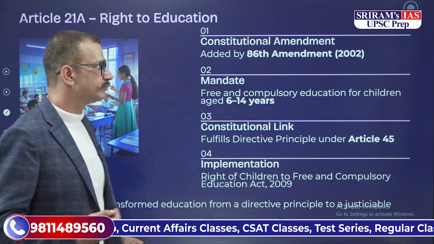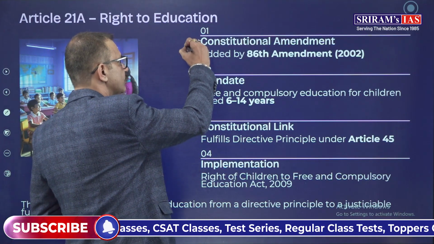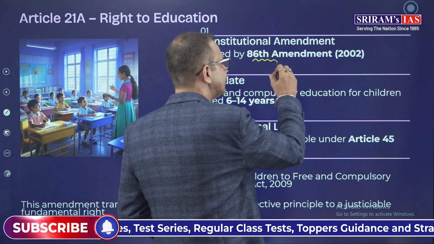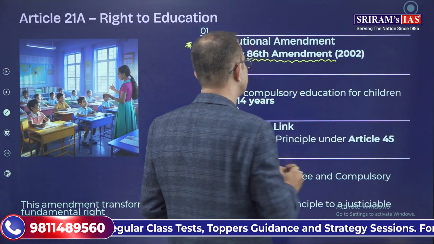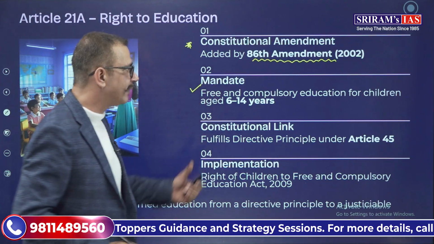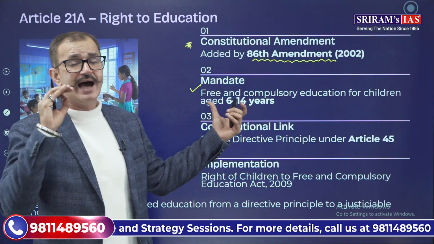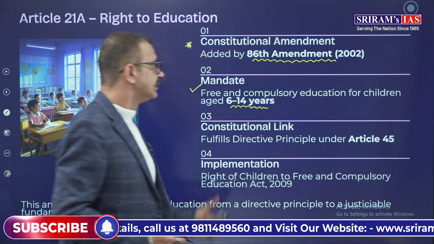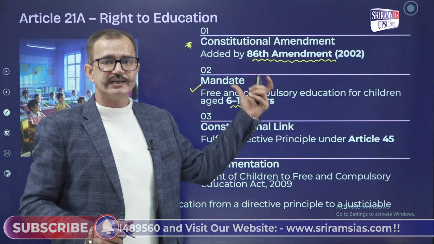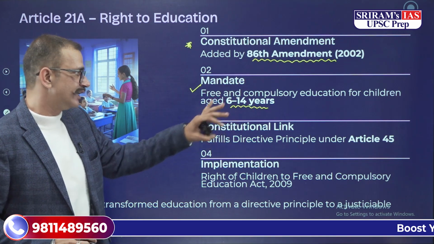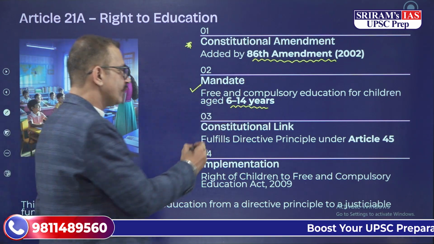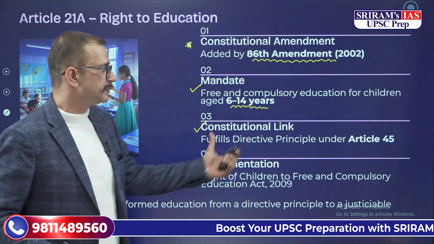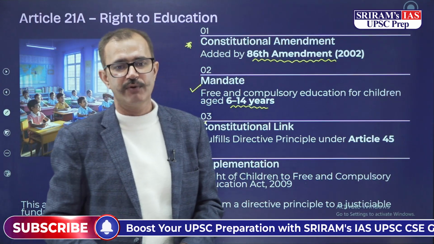Alright, now next comes Article 21A, that is right to education. This was added by a constitutional amendment, the 86th Amendment in 2002, which provides for free and compulsory education for children between the ages of 6 to 14 years. That means primary education is to be provided free and compulsory, and it fulfills the directive principle provided under Article 45.